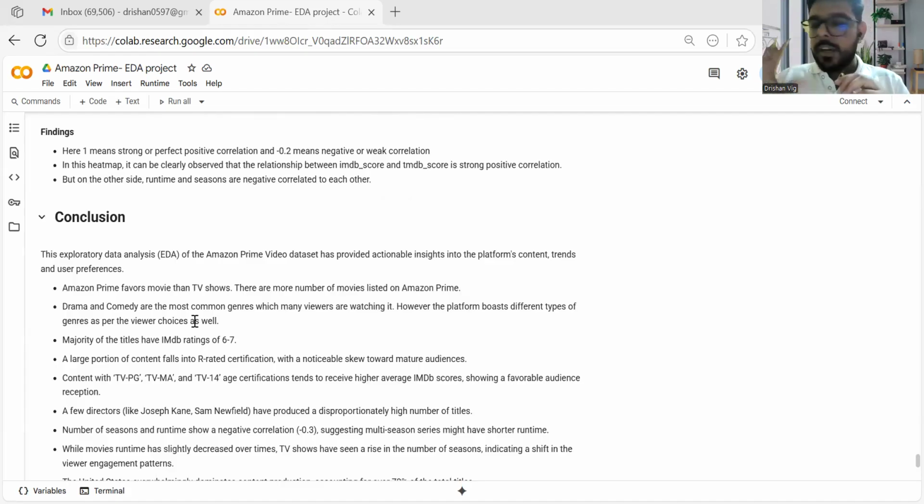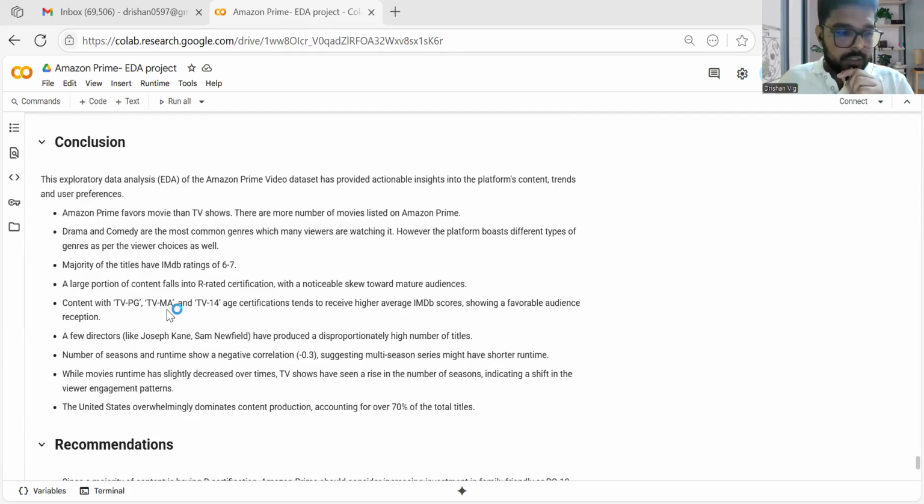Drama and comedy are the most popular genres on Amazon Prime Video. The majority of titles have higher IMDb ratings of 6 to 7, as we can see in the histogram. A large portion of content falls into R-rated certification, as we can see in the bar plot visualization, that a larger portion of content has R certification, not other certifications.